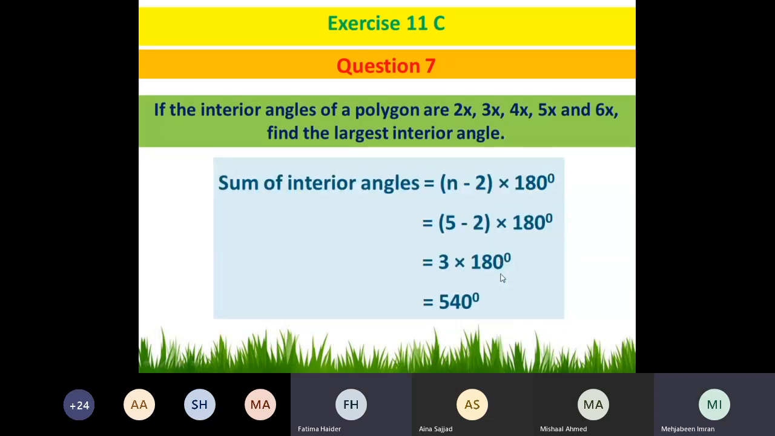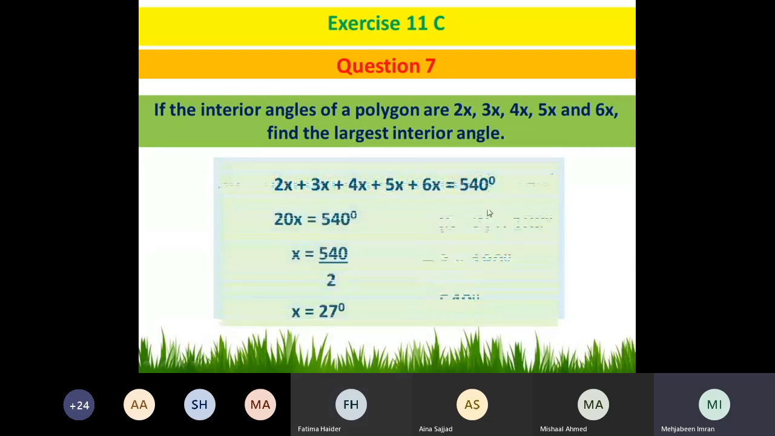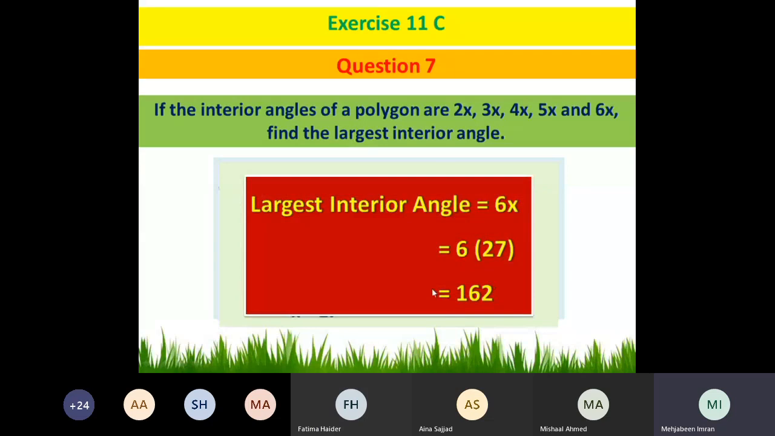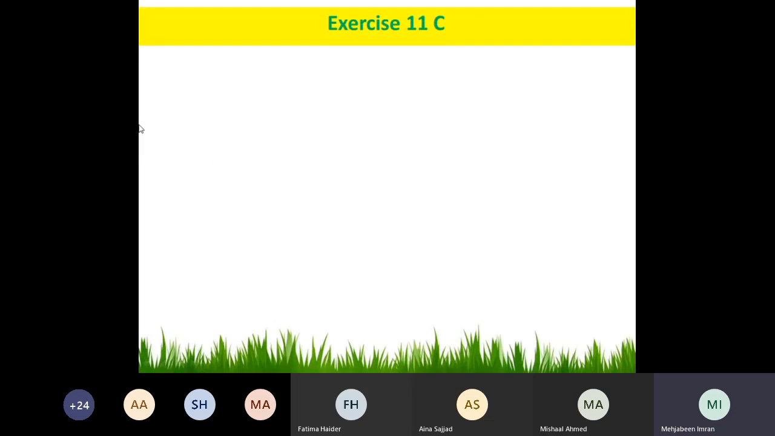There are 3 workings. First, the sum of interior angles. Then you use the sum of interior angles to find the unknown x. Then the largest angle 6x we found, it's 162 degrees. If we have to find other angles, we can find them also. Is this very clear to you? These questions are not very difficult, but you should read and understand them first, and then you should solve. Now, question number 8.